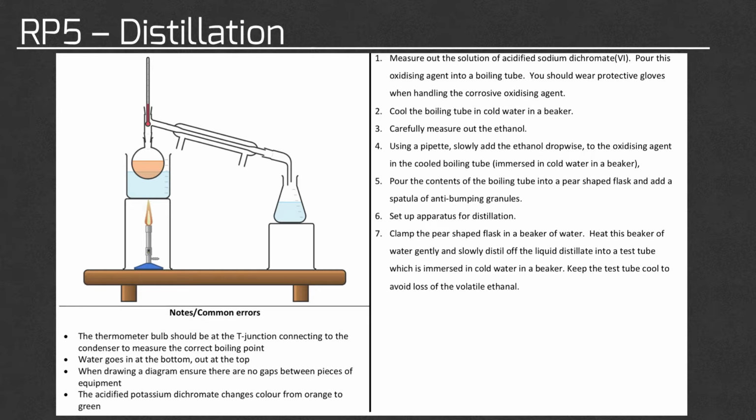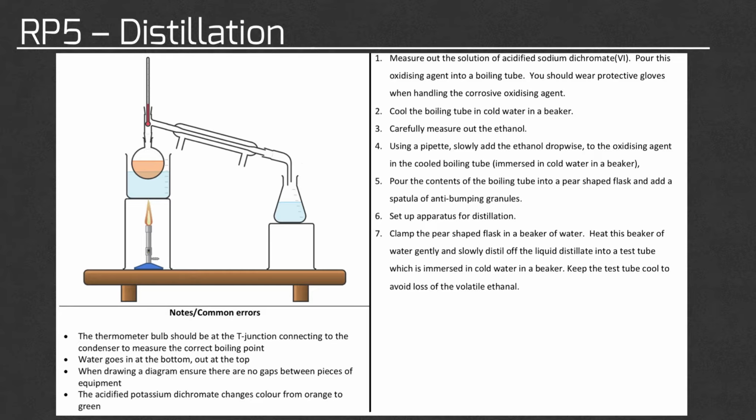You'd measure out your ethanol and add that dropwise into the oxidizing agent. You'd make sure your boiling tube remains immersed in the cold water, as this reaction is very exothermic, so the cold water beaker helps to keep it cool. You'd then pour the contents of this beaker into a pear-shaped flask or a round bottom flask and add a spatula of anti-bumping granules. The anti-bumping granules prevent the formation of large bubbles, which causes bumping, that could cause too much of your mixture to distill over in one go.